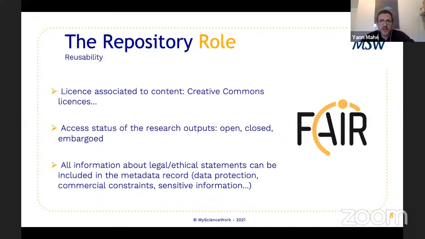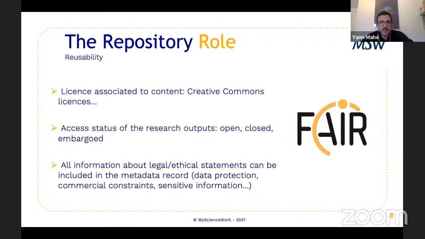I mean, we are now living the crisis of COVID-19, and we know that there is a lot of information about patients that has been shared and needs to be shared. But how will you do it, respecting all the ethical and legal statements, for making this sharing real? So regarding all this information, I think it's one of the main important things for reusability.